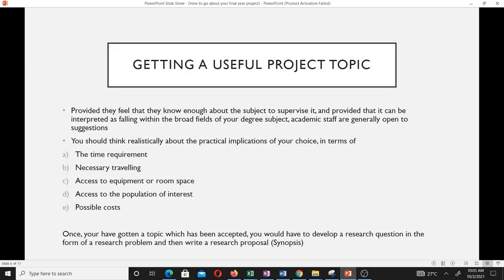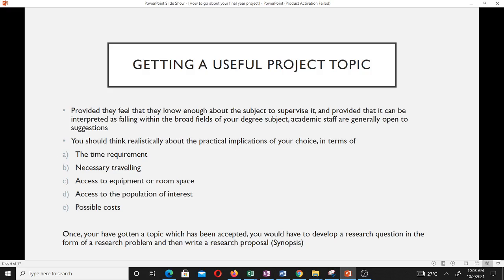So you have to take into consideration all these factors before you come out with a topic of interest. So once you have gotten a topic which has been accepted, you would have to develop a research question in the form of a research problem and then write a research proposal, right? So it's like having a business proposal, right? So after you've been able to come out with your research topic, you ask yourself, what is the problem that you want to solve with that particular topic?